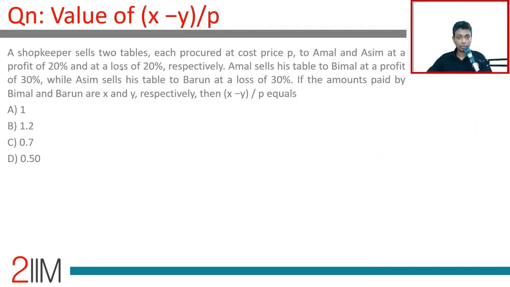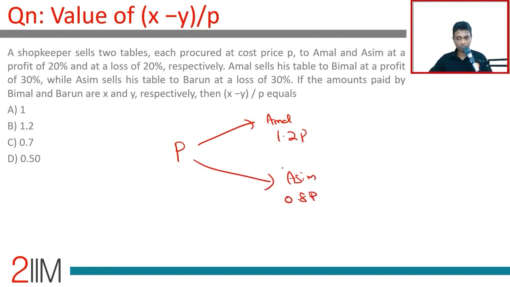A shopkeeper sells two tables, each procured at cost price P, to Amal and Asim at a profit of 20% and loss of 20% respectively. Cost price is P. He sells to Amal at 1.2p and to Asim at 0.8p. A profit of 20%, loss of 20%.